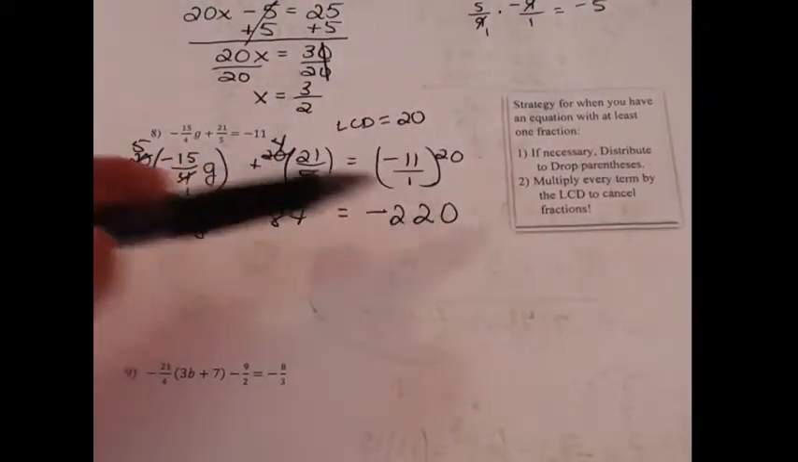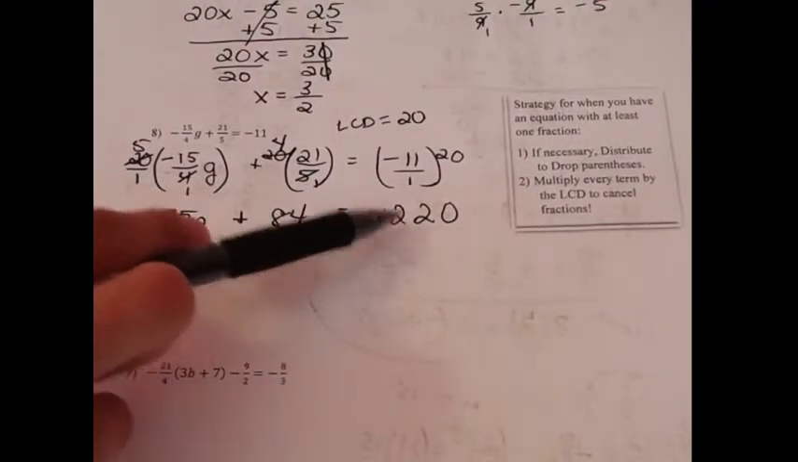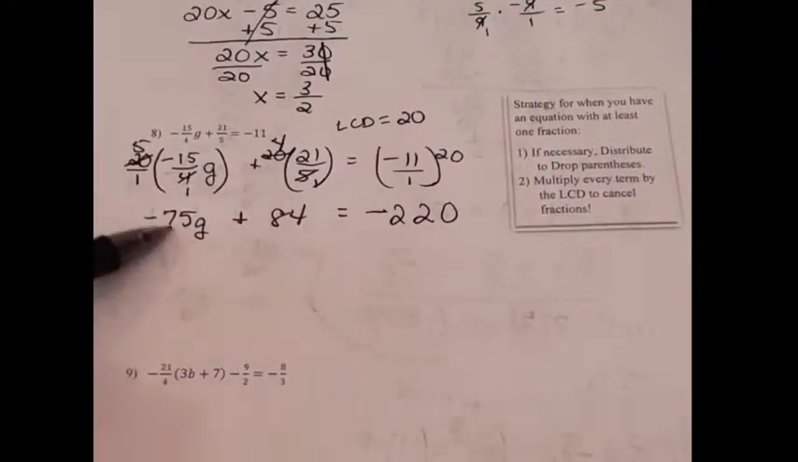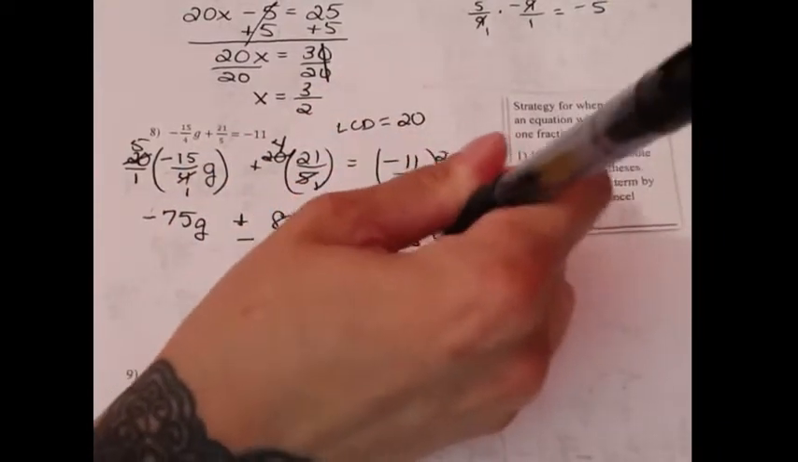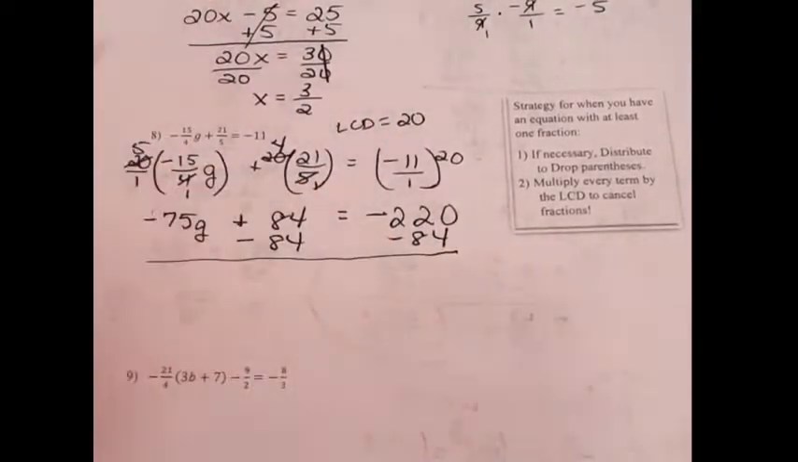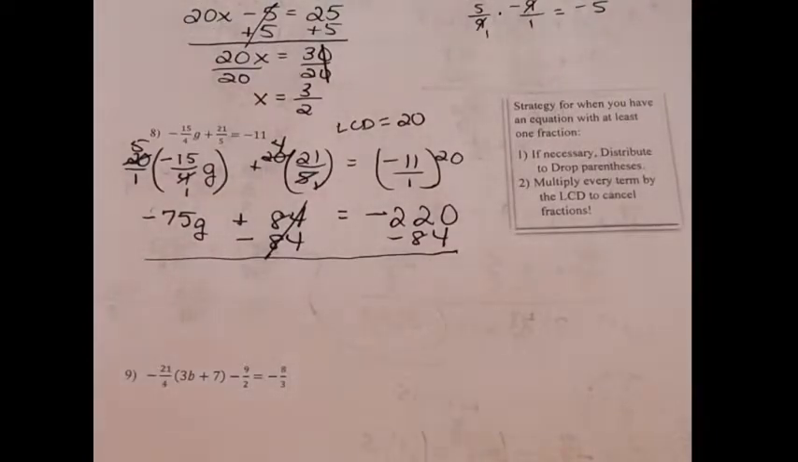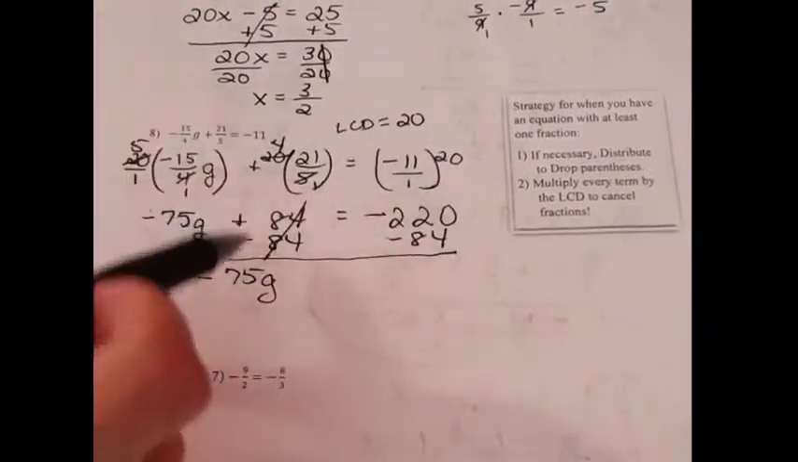Notice 84 and negative 220. These are like terms, so you'll want to bring the 84 over to the side away from the term we're solving. Remember, because we're solving for g, we want this term to be alone. So we want to subtract the 84, use the opposite operation to move to the opposite side of the equals. And then notice here my terms will cancel because they're additive inverses, otherwise known as opposites. So we bring down the negative 75g.